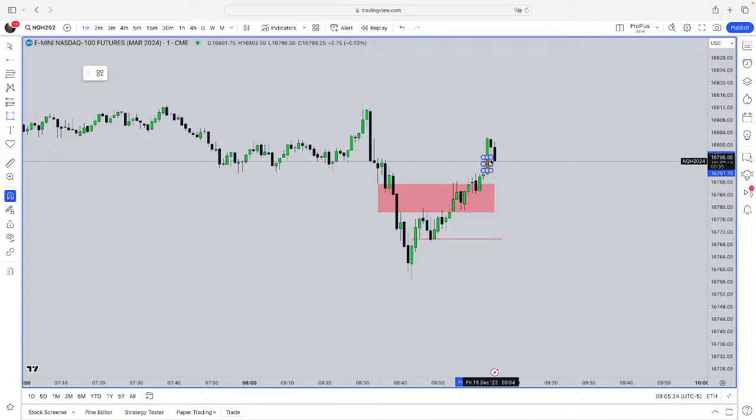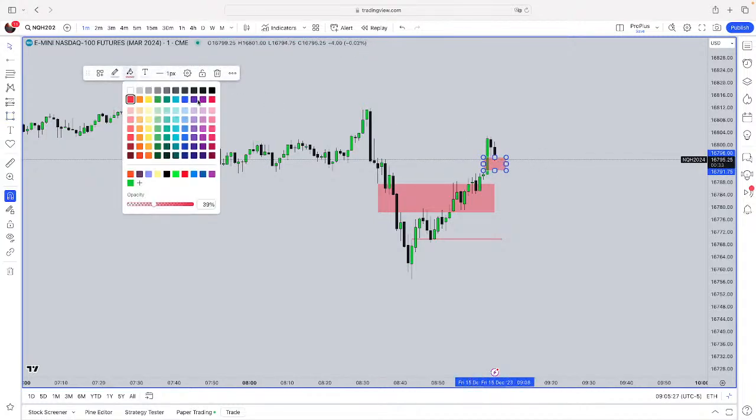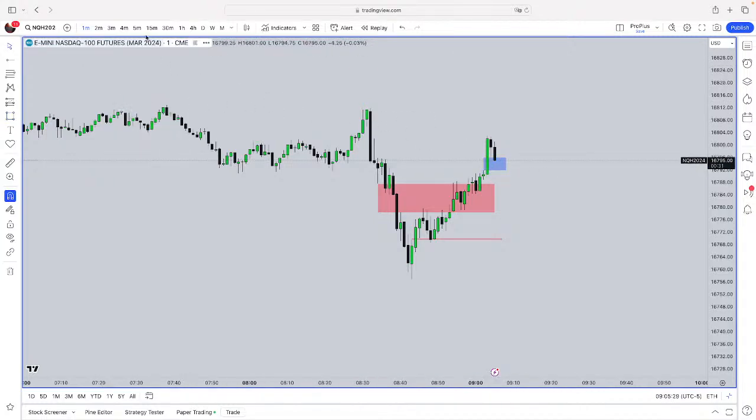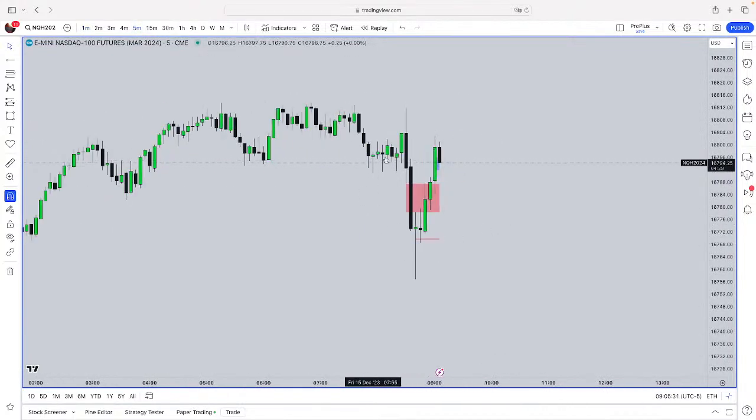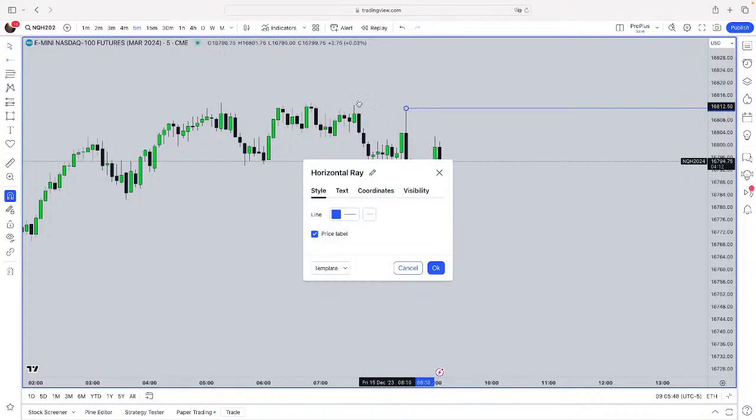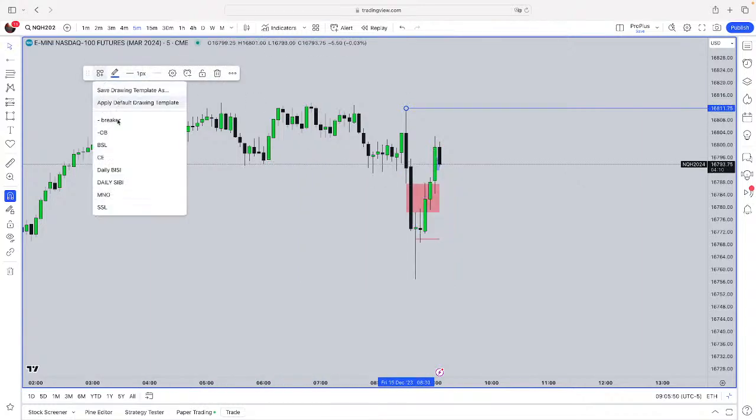So let's see how it acts to this here. And let's look at the 5 minute. If we look at the 5 minute here, there's not really any inefficiency apart from this to go across. So the next draw, or the draw on liquidity, would be this high here, if it wants to run the highs. So that'd be the next draw.